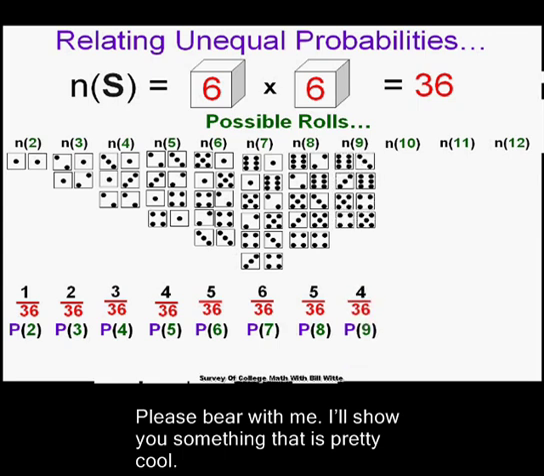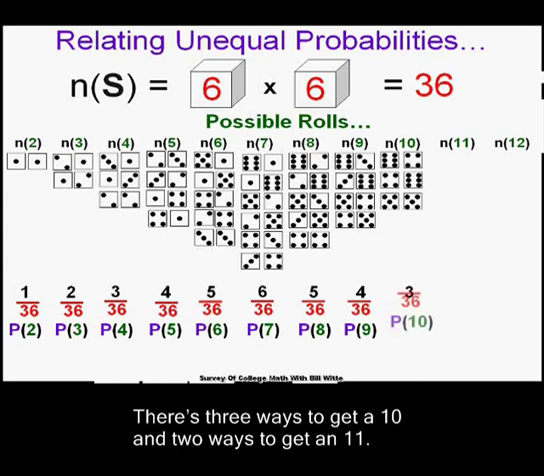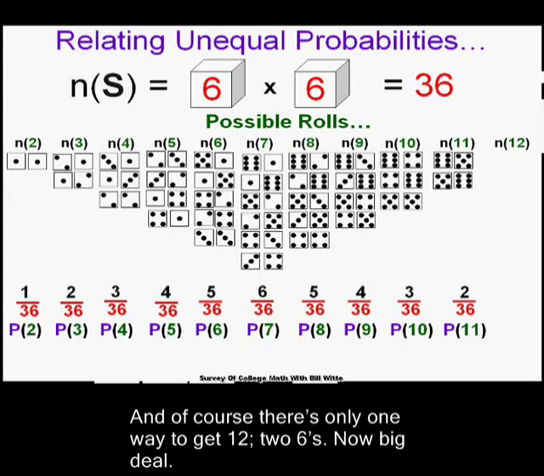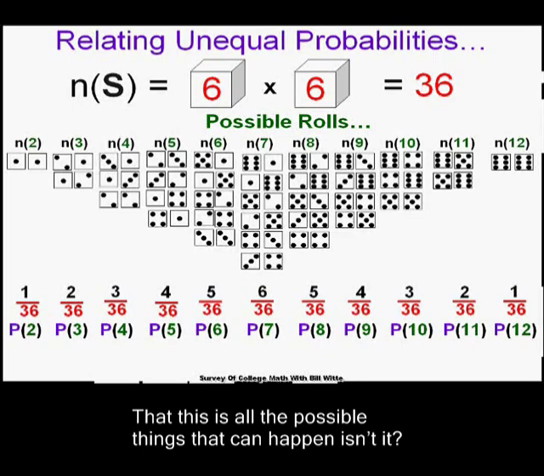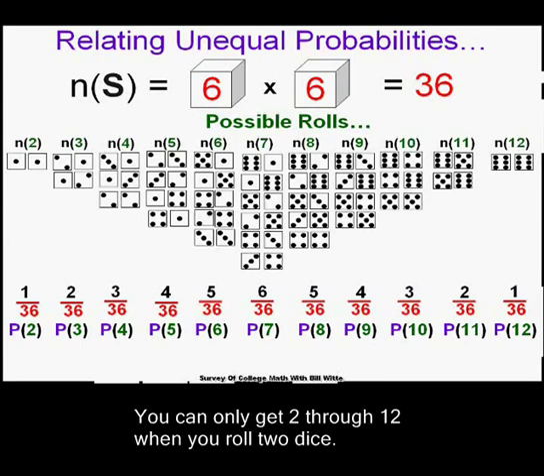Oh, I can't take it anymore. Bear with me. I'm going to show you something. It's pretty cool. 3 ways to get a 10. 2 ways to get an 11. And, of course, only 1 way to get a 12. 2 6s. Now, big deal. Now, this is all the possible things that can happen, isn't it? You can't get a 1, right? You can only get a 2 through a 12 when you roll 2 dice.